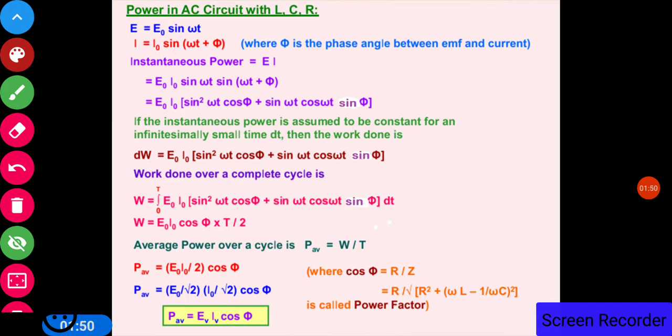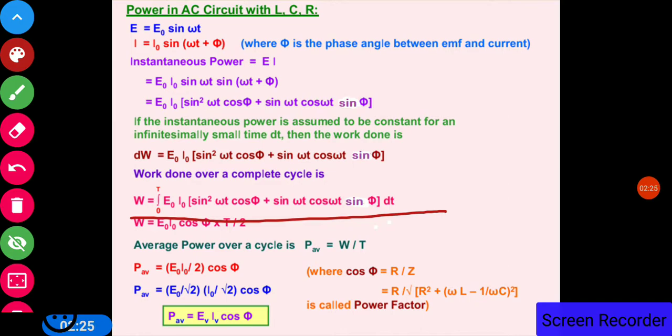Now, if the instantaneous power is assumed to be constant for an infinitely small time dt, then the work done dW is equal to power times time. So, small work done is equal to E naught I naught (sin square omega t cos phi plus sin omega t cos omega t sin phi) dt. So, work done over a complete cycle is given by W is equal to the integral from 0 to T of E naught I naught (sin square omega t cos phi plus sin omega t cos omega t sin phi) dt.